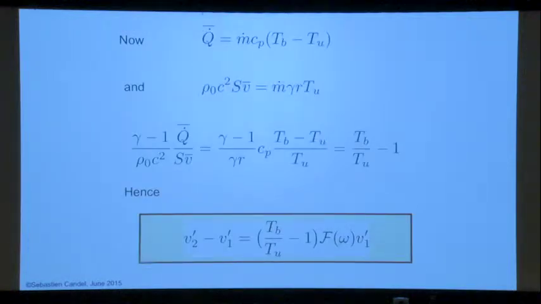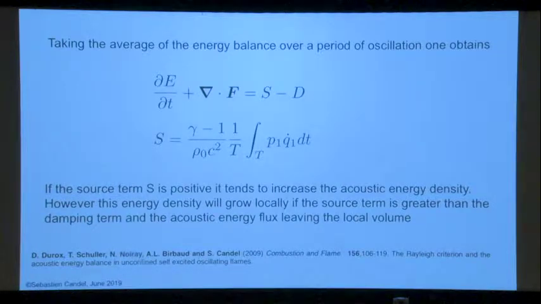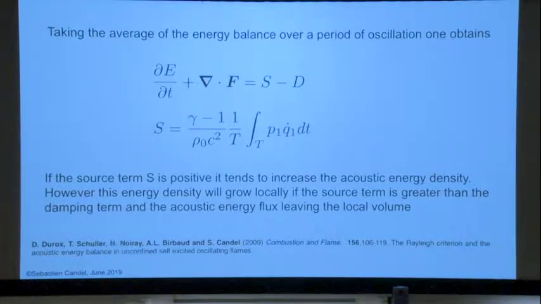And it can be actually written down in this very, very simple form, TB over TU minus 1 times F of omega V prime 1. And then we looked at the balance of energy, and we did the same reasoning as before, but now there is a source term, and when we do this calculation, integrate over an oscillation period, we find that the term that is driving has this shape, PQ dt. So it's the integral over the period. So if P and Q are in phase, this term is positive. If P and Q are out of phase, this term can be negative.